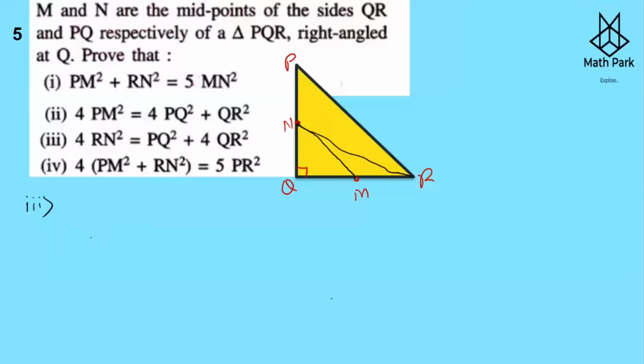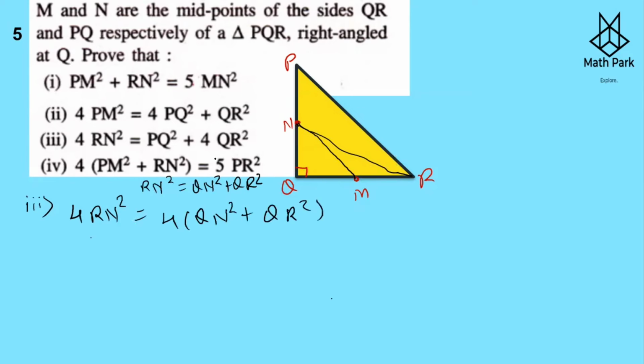Let's start with the third one. We have 4 RN square. RN is the hypotenuse of triangle QNR. So we have RN square equal to QN square plus QR square. So instead of RN square, let us write 4 bracket QN square plus QR square.